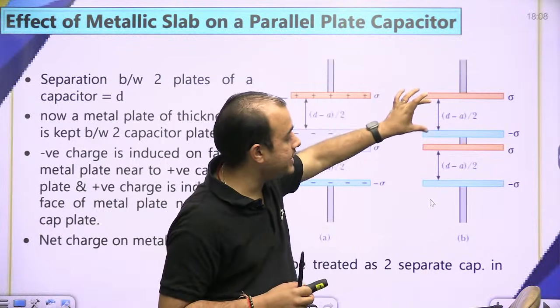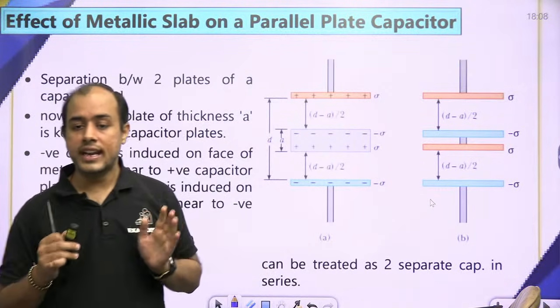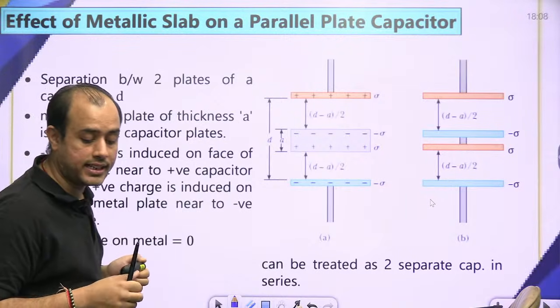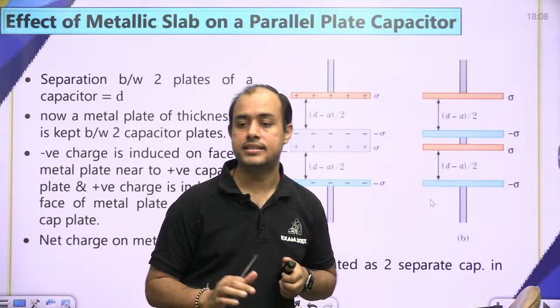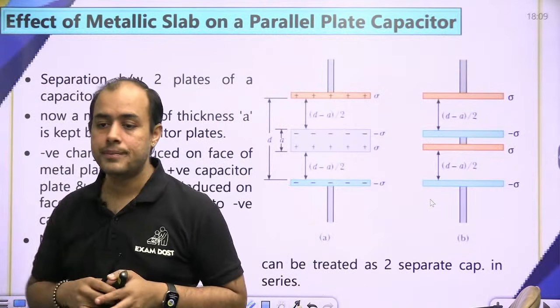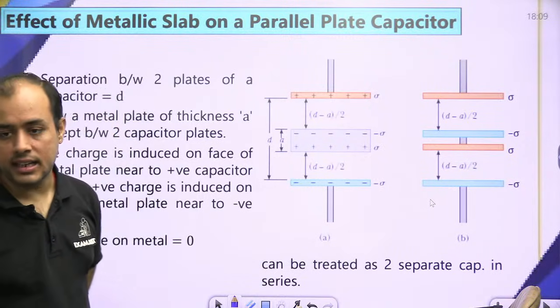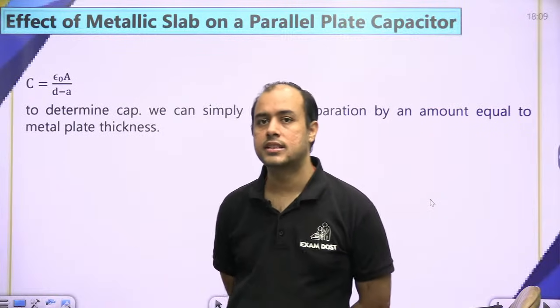तो यू कैन ट्रीट इट एज टू सेपरेट कैपेसिटर्स कनेक्टेड इन सीरीज. So whenever you place a metallic slab, it will divide the capacitor into two parts and the two parts are said to be connected in series. Logic समझ में आया? सीरीज क्यों है? ठीक है. क्रैश कोर्स बेटा एक बार ट्राई कर लो, अगर आपको समझ में आ रहा है, क्वेश्चन बन रहे हैं तो आप कॉम्प्रिहेंसिव छोड़ सकते हो.